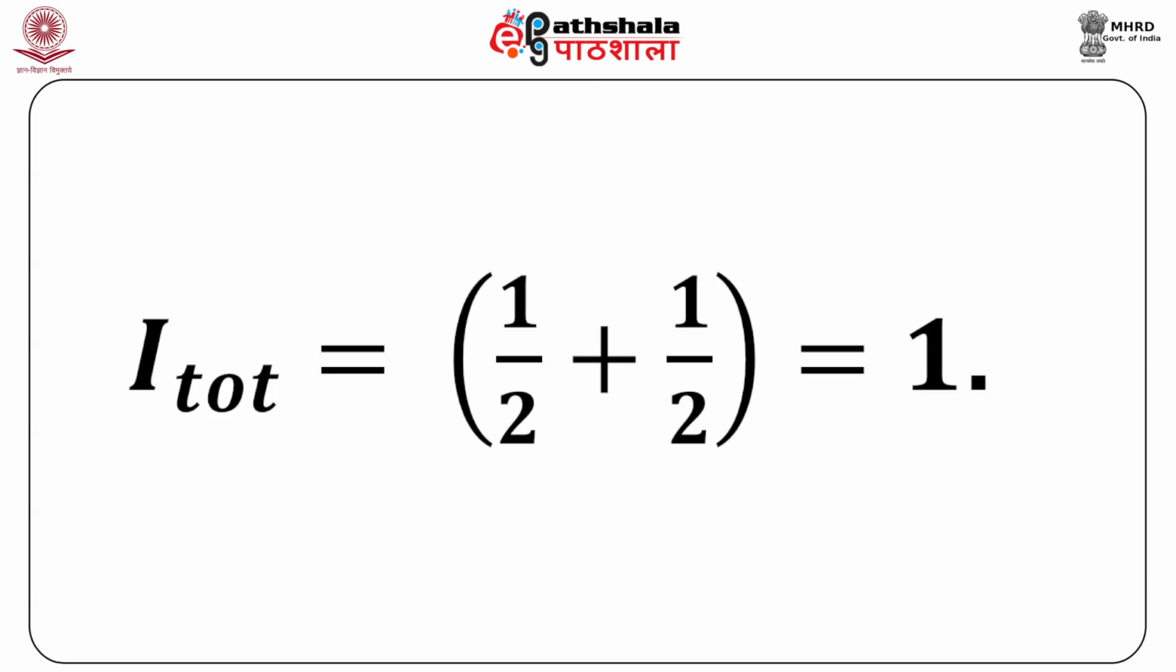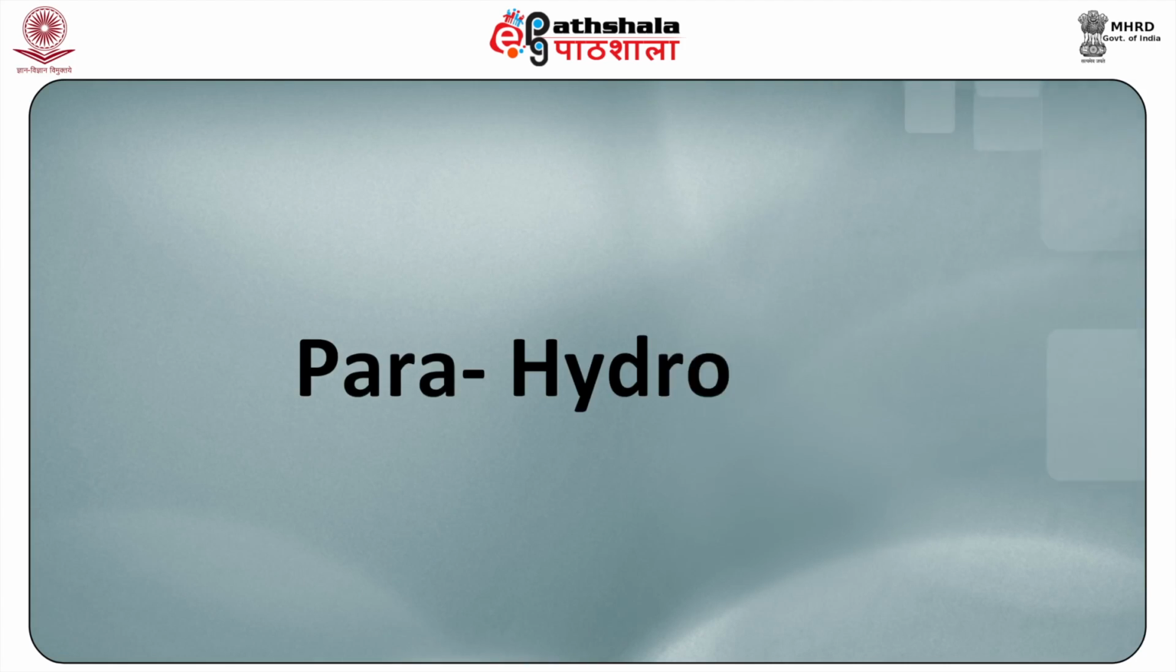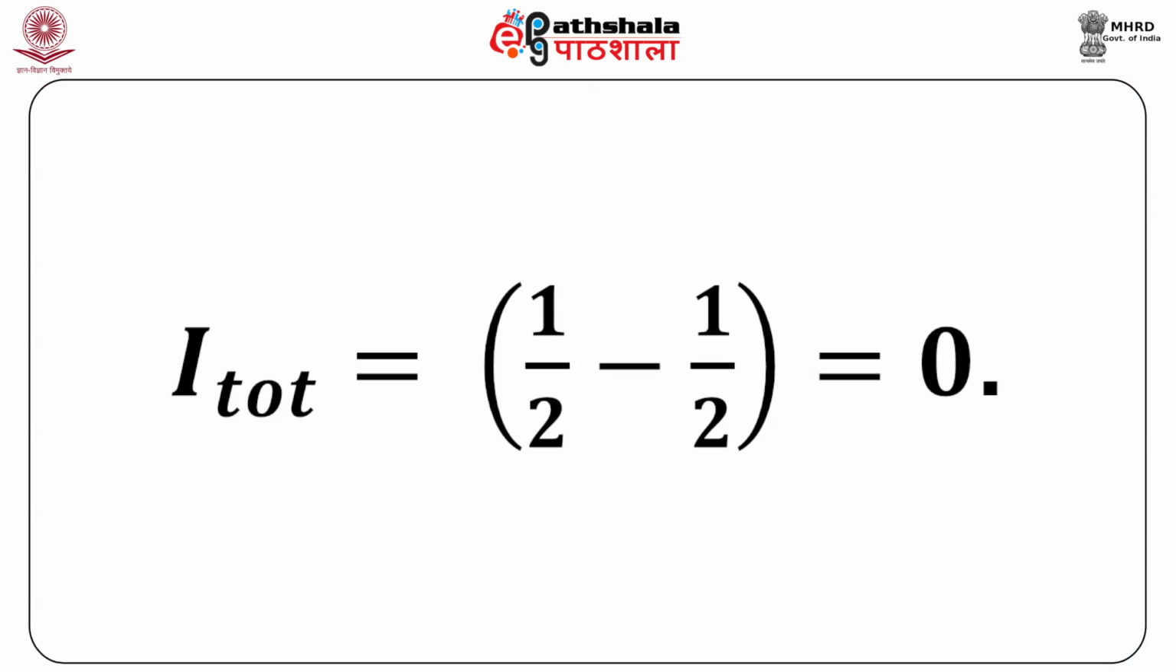Ortho hydrogen molecule will be that molecule in which the spins of both the nuclei are in the same direction. That means I total will be half plus half equals 1. And para will be those hydrogen molecules in which the spins of both the nuclei are in the opposite directions. That means I total will be, one is positive, one is negative, half minus half, that makes it 0.